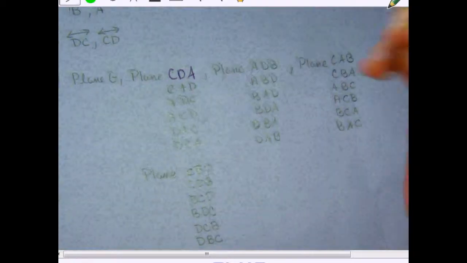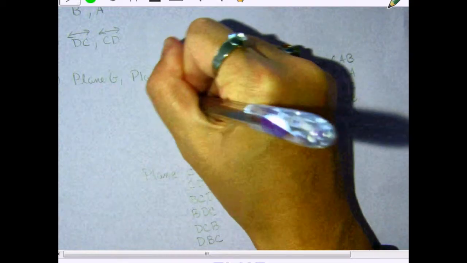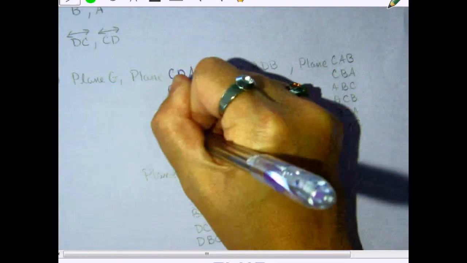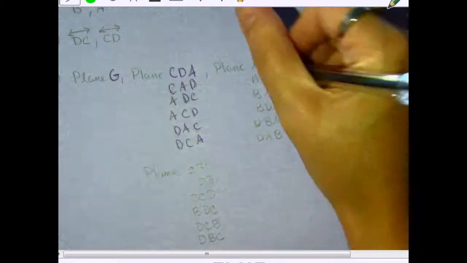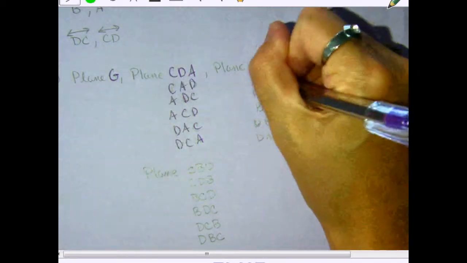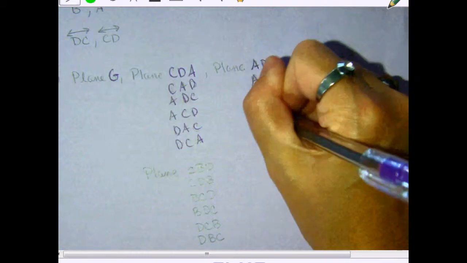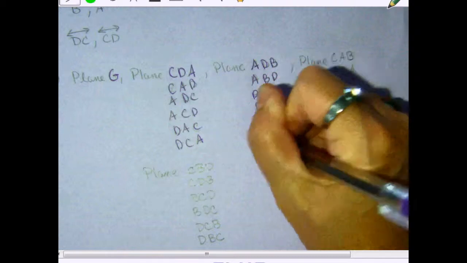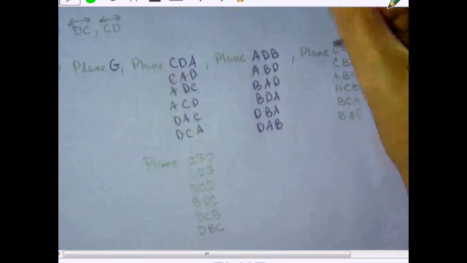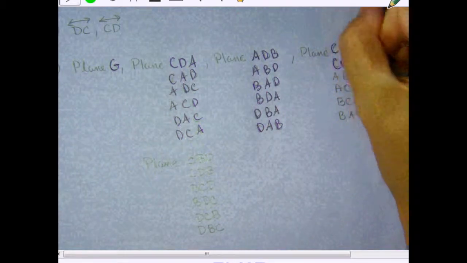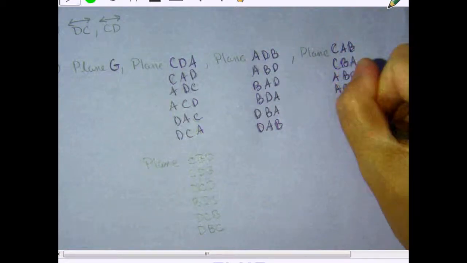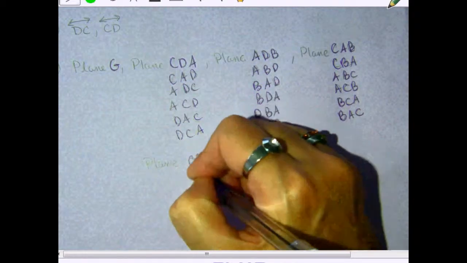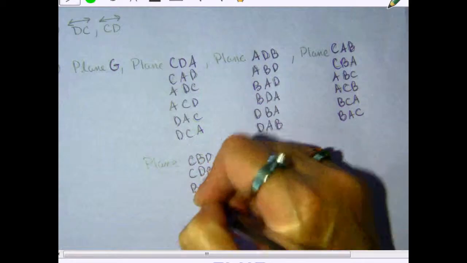Okay, fine. I have CDA here, and then every combination of that: CAD, ADC, ACD, DAC, DCA. Okay, so there's also plane G because there was the G. Then I have ADB and every possible combination of those 3 letters. And then I had the combinations of C, A, and B. And then the combinations of C, B, and D. And if you wrote down any of these, you are correct.